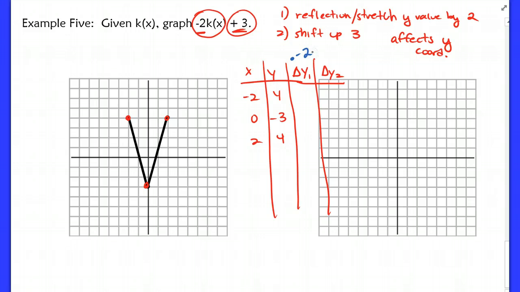So I take every single number in my y column and I multiply them by negative 2. So I end up with negative 8, positive 6, and negative 8. Again, I'm multiplying these numbers here by negative 2.